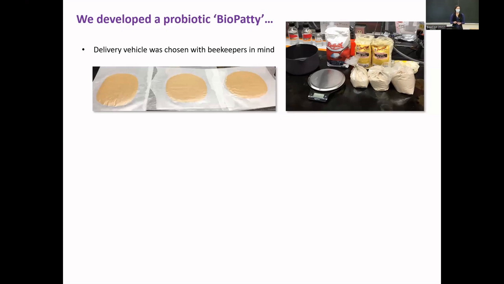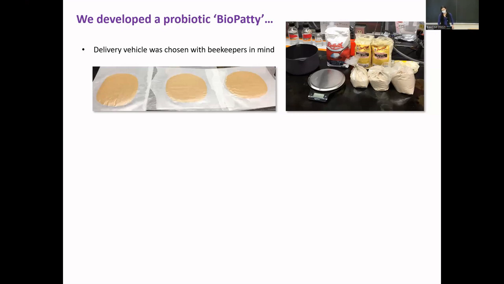In the springtime, beekeepers generally use pollen patties as supplements to help start their colonies. So we simply modified this delivery method by putting either probiotics or antibiotics into these patties, which we then call biopatties.